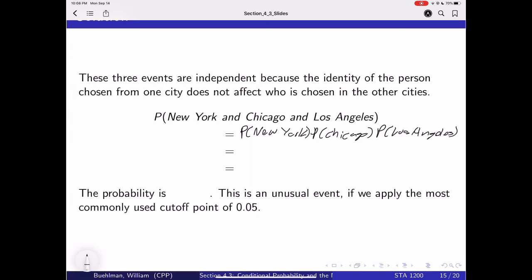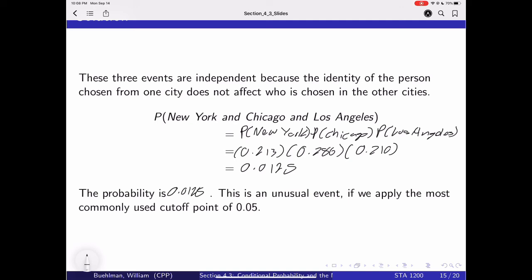which is equal to 0.213, the probability somebody's from New York, times 0.286, the probability of Chicago, times 0.210, the probability for Los Angeles. And when we multiply those together, we get 0.0128. So the probability that we pick somebody from New York, Chicago, and Los Angeles is 0.0128.